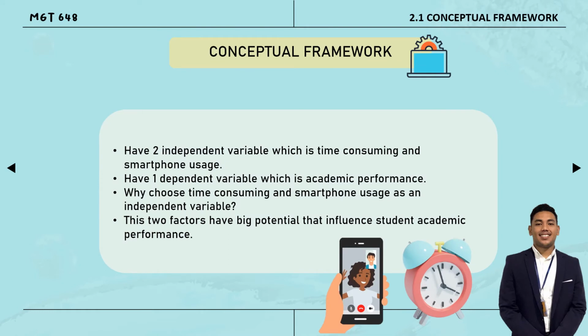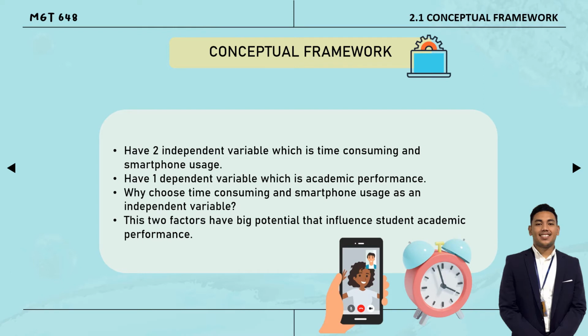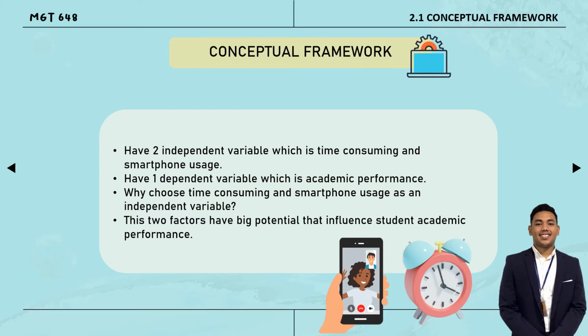Next, we go to the conceptual framework. In the conceptual framework, we have two kinds of variables, which are independent variables and dependent variables. For the independent variables, we have two, which are time consumed and smartphone usage. For the dependent variable, we have one, which is academic performance.